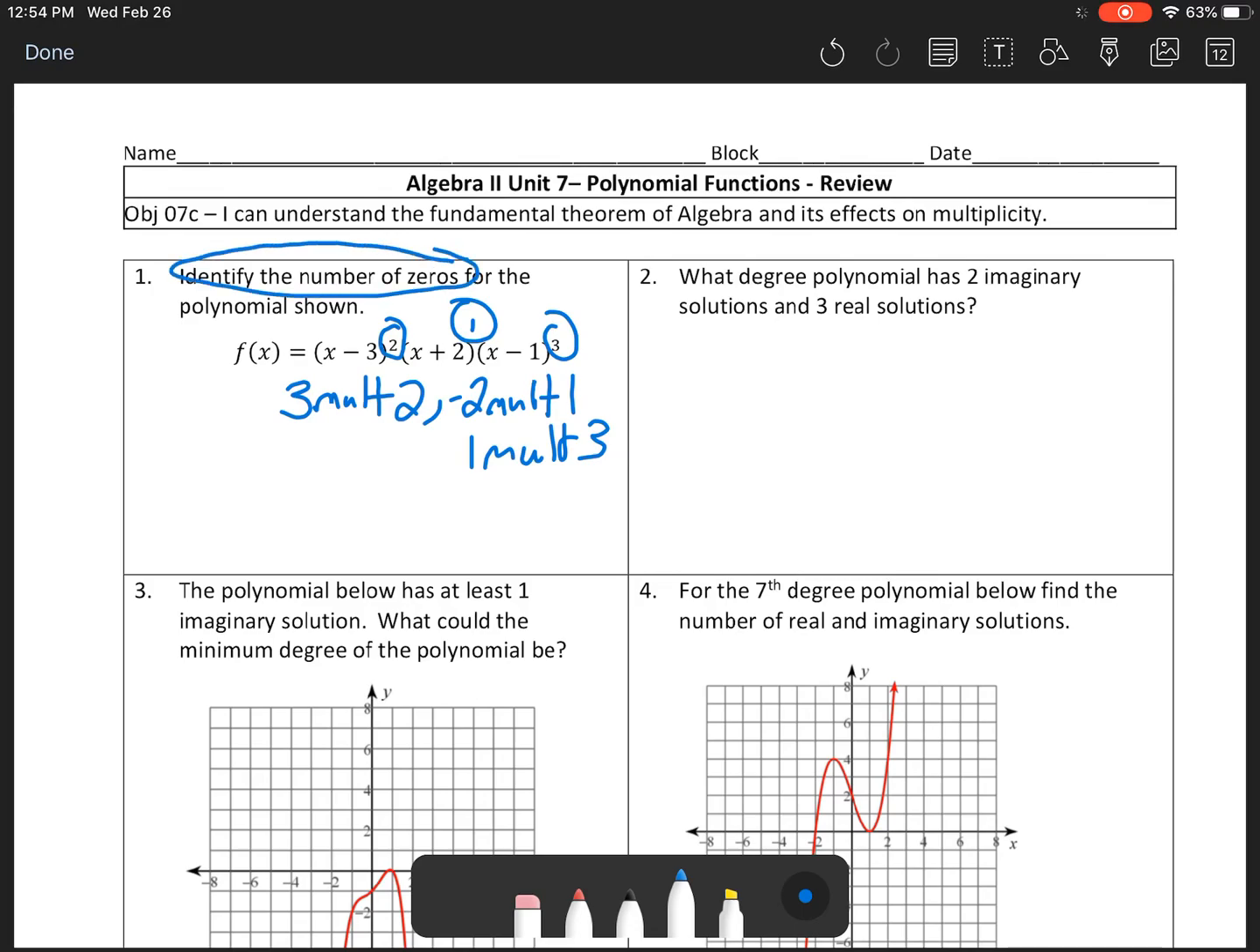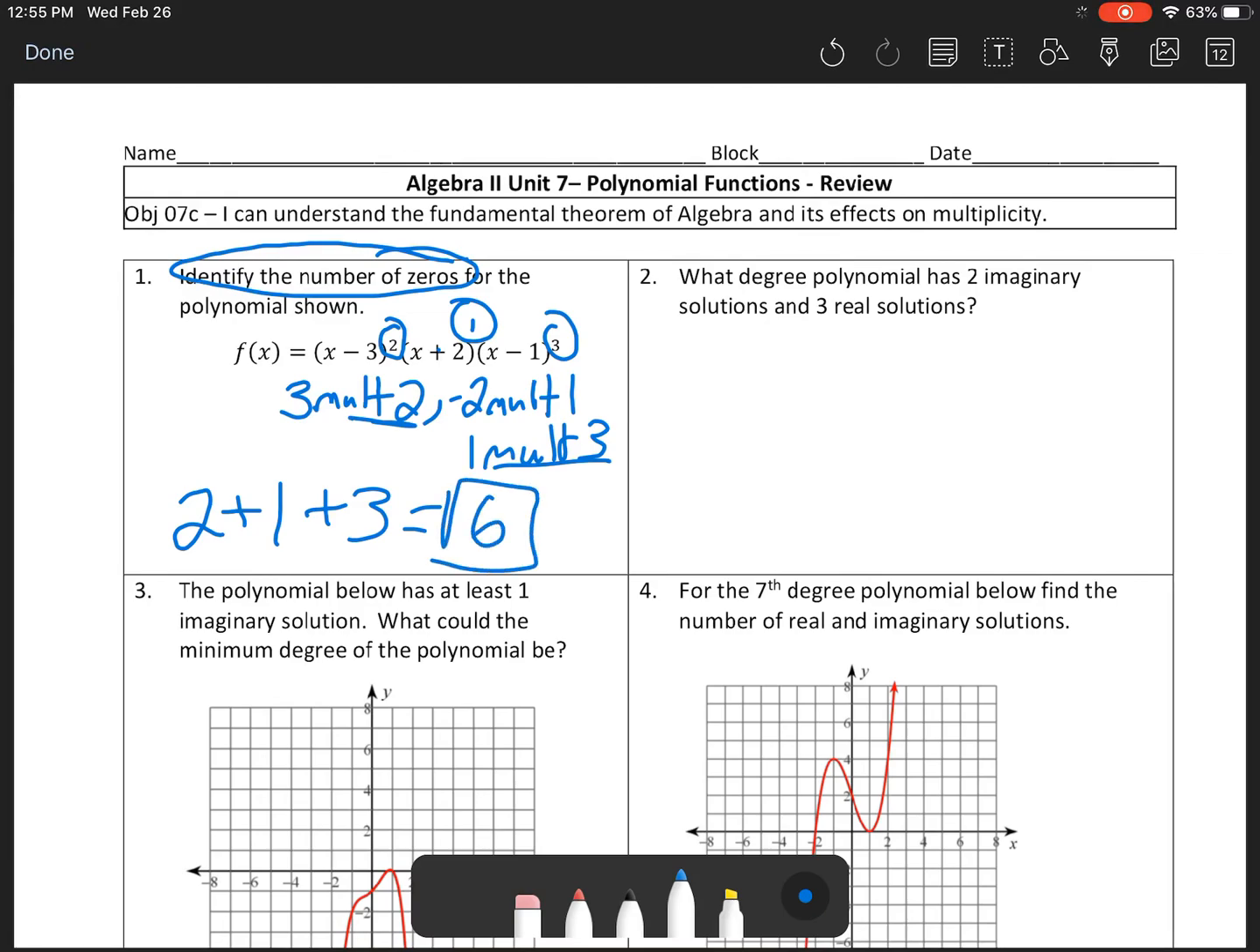We're just looking for the number of zeros, which is just going to be, well, the 3 counts twice, so that's 2, plus your negative 2 only counts for 1, and you have your 3 here, because of the 1, and so this is going to be a total of 6.